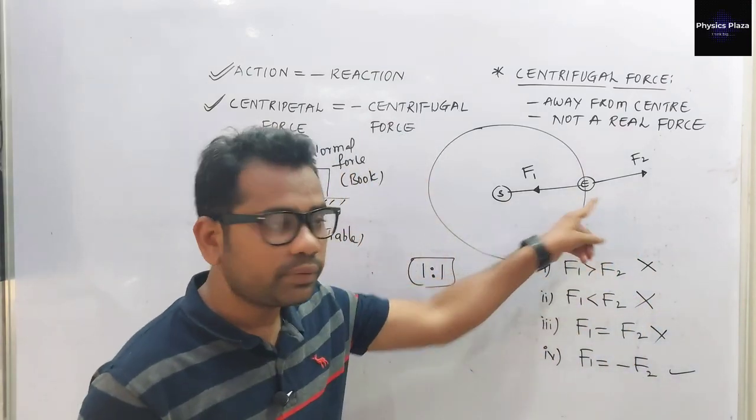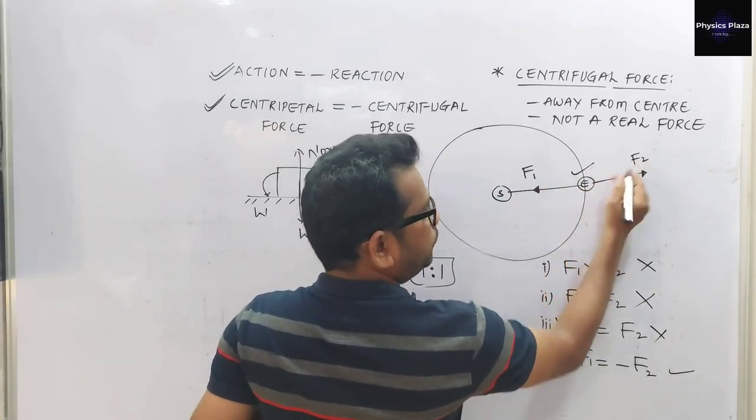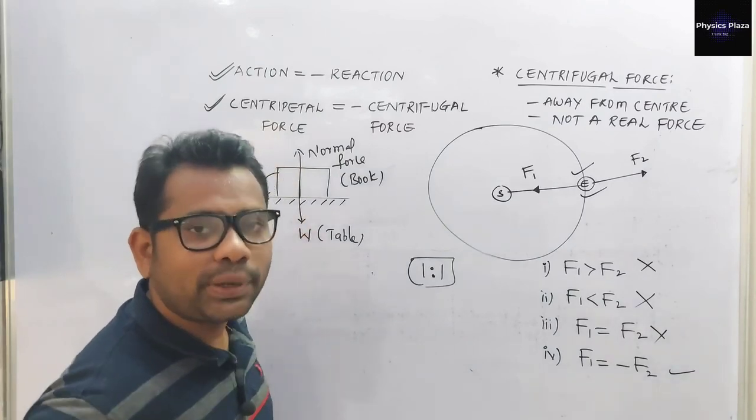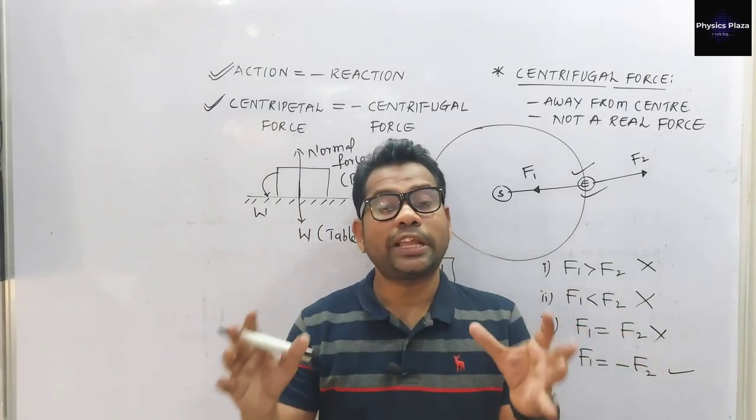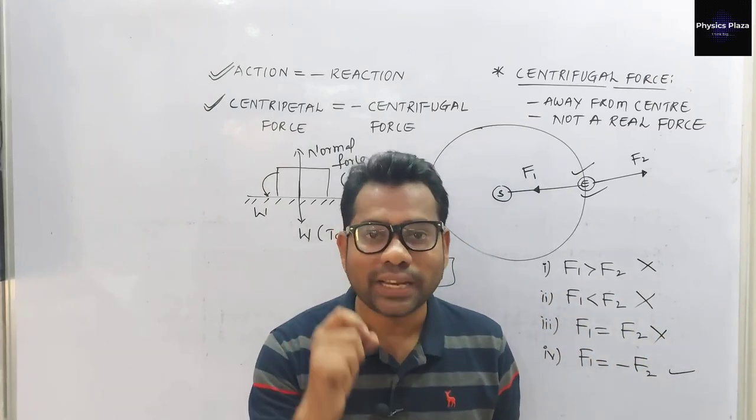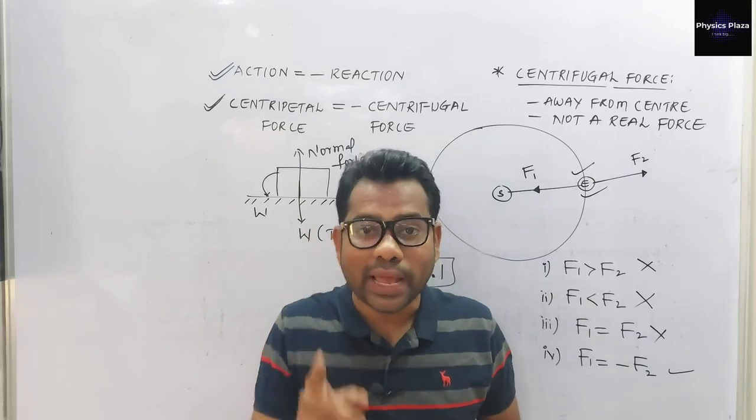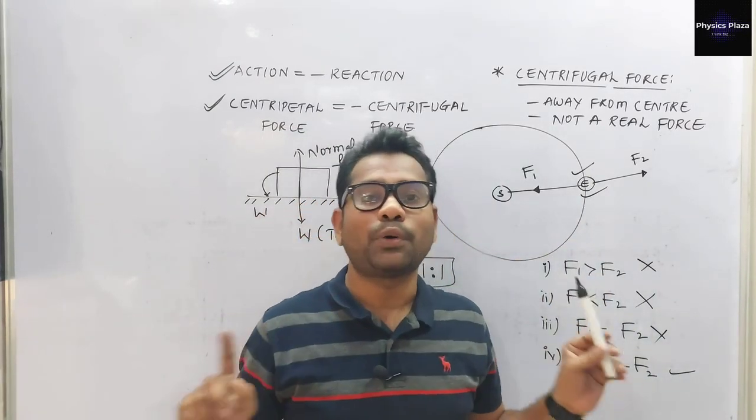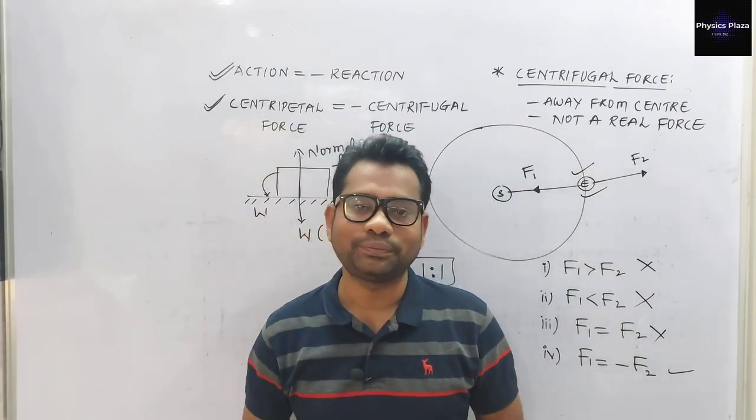But whereas come here, centripetal force is acting on earth only. Centrifugal force is acting on earth only. So which means what, children? Centripetal and centrifugal forces, they do not form action-reaction pair. What is the reason? Action-reaction should act on two different bodies. But whereas centripetal and centrifugal forces will act on same body. Hence, they do not form action-reaction pair.